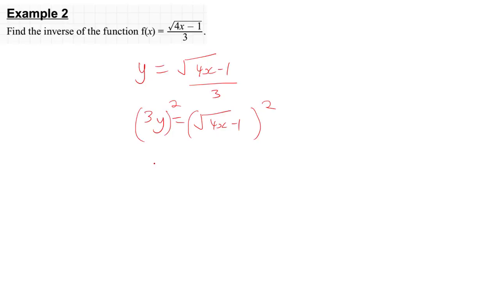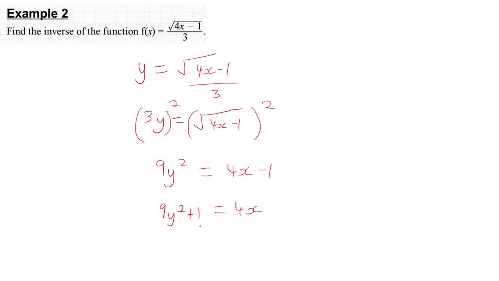So 3y times 3y is going to be 9y squared. And this is going to be 4x minus 1, because the square just basically cancels off the root. Okay. The next thing is just making x the subject. I've got 4x there, and really I should add 1 on this side. So if I add 1 to this side, you do the opposite. I just have 9y squared, and you add 1 there.